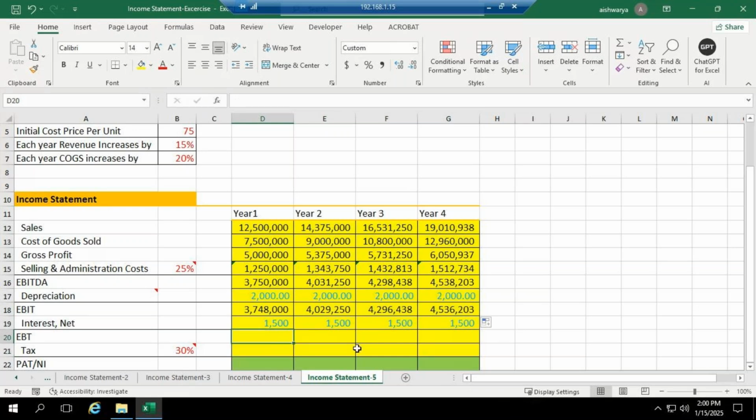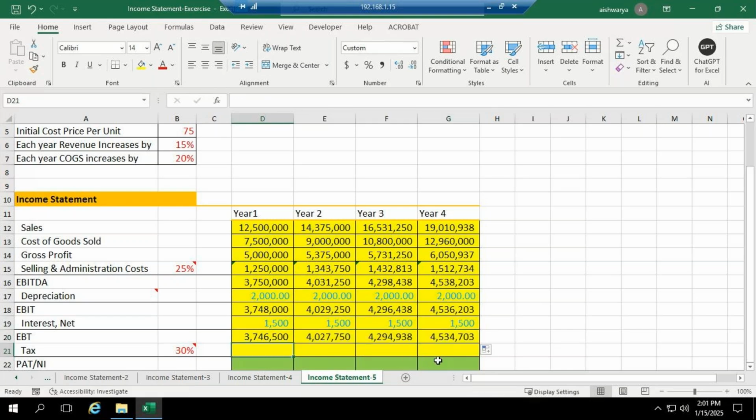Then again the interest. Interest is 1500. So now equal to this value minus 1500, and then press enter. So EBT, that means earnings before tax. Again you have to drag it over here.